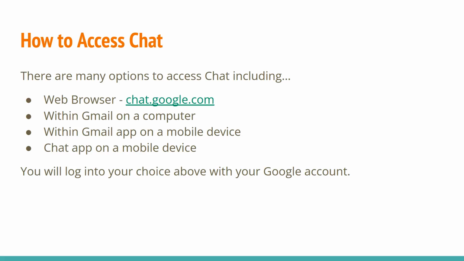How to access Google Chat. You can get to Google Chat on a web browser at chat.google.com. You can also turn Google Chat on inside Gmail, whether you're on your computer or your phone, mobile device. And there's also a standalone Chat app that you can install on a mobile device. Then you would use that Google account to log into it whenever you get there.